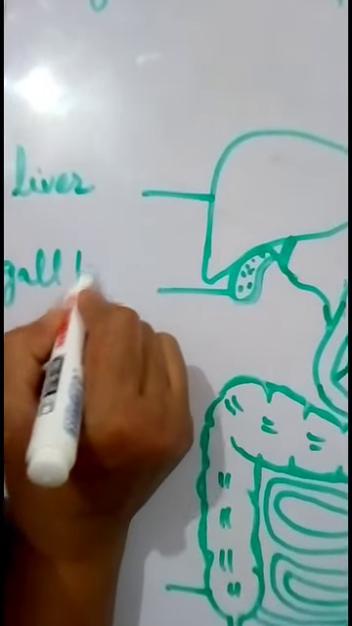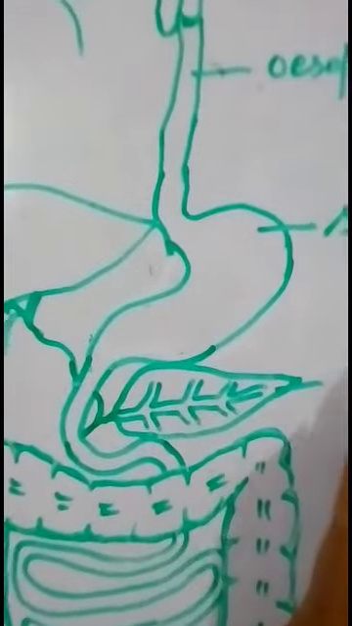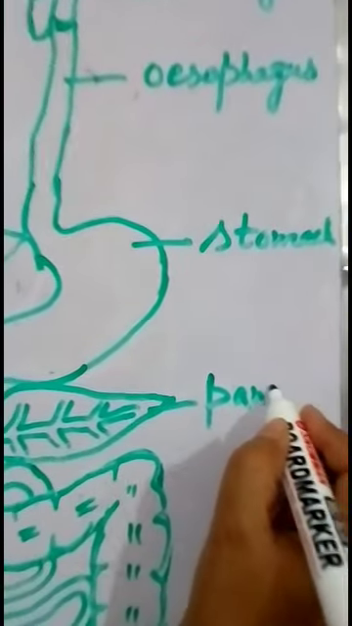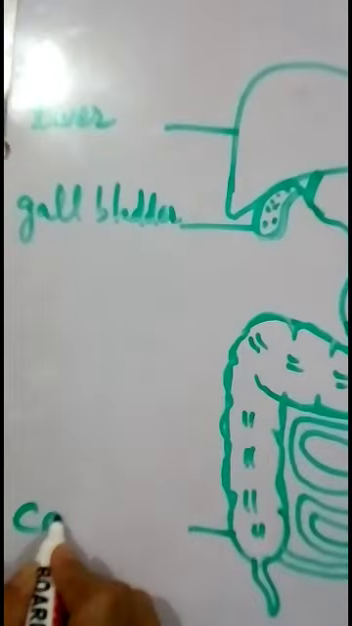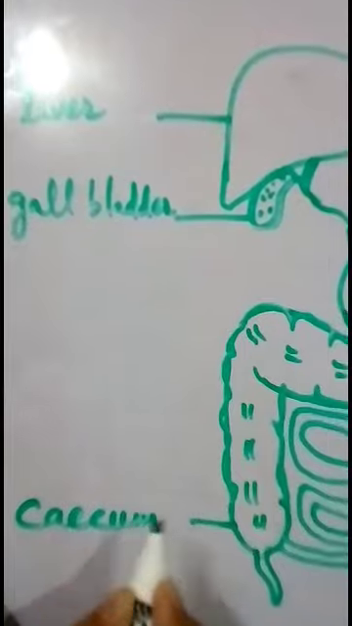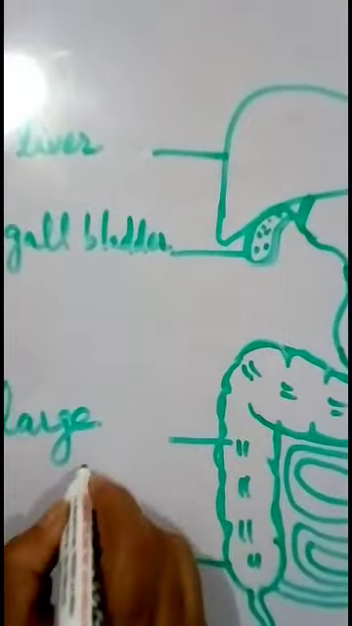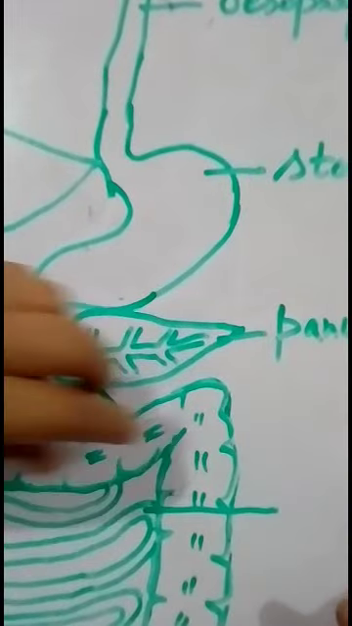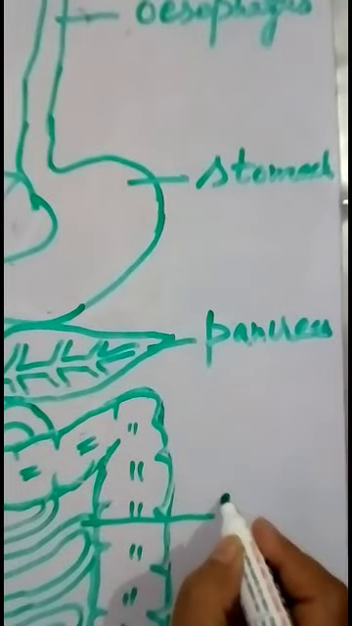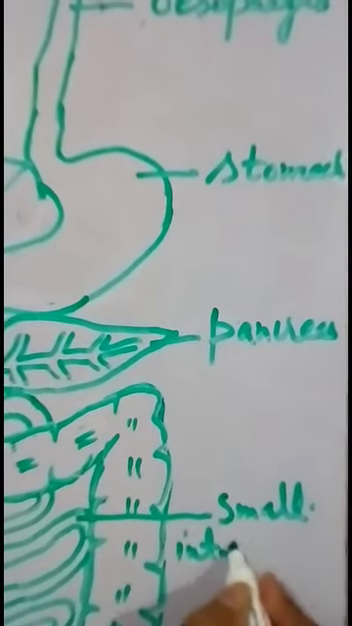gallbladder, pancreas, this is the cecum, this whole is the large intestine, and this part is called the small intestine.